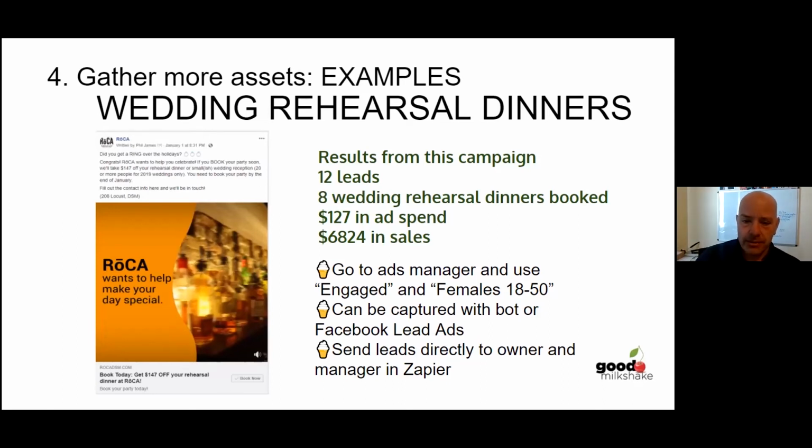And so for this one, for example, we only spent $127 in ad spend, and we booked 8 different parties. This is a couple of years ago, but we still do this. So just one example here. This is I think a 3-week campaign with only 127 in ad spend. So if you're looking for different ways to make money through private events, Facebook ads are a great way to do that.